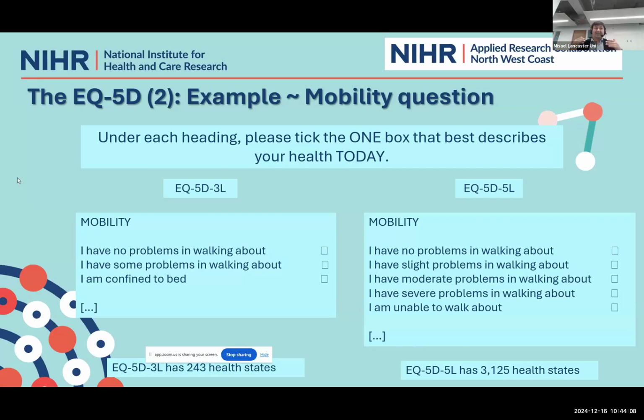So this means that in the EQ-5D 3 levels, this questionnaire has 243 health states, which is all the combinations of these 5 dimensions by 3 levels. Whereas in the EQ-5D 5 levels, this questionnaire will have over 3,000 health states.